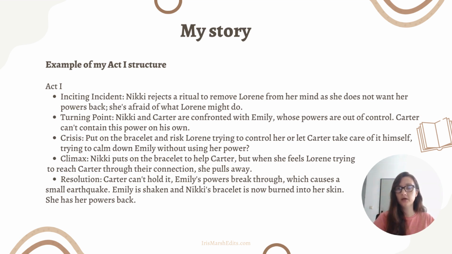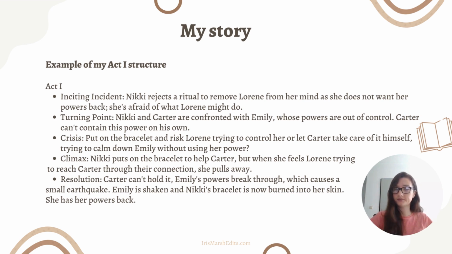So in Act 1, we have the inciting incident. So remember, that's the global inciting incident that we already determined. Here, Nikki rejects a ritual to remove Loreen from her mind, as she does not want her powers back. She's afraid of what Loreen might do. Then the turning point. Nikki and Carter are confronted with Emily, whose powers are out of control. Carter can't contain this power on his own.